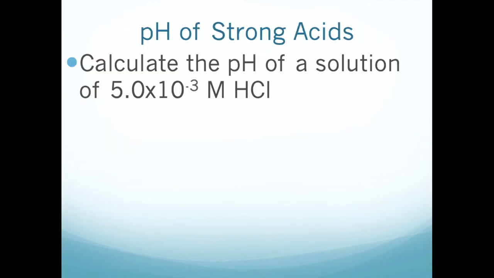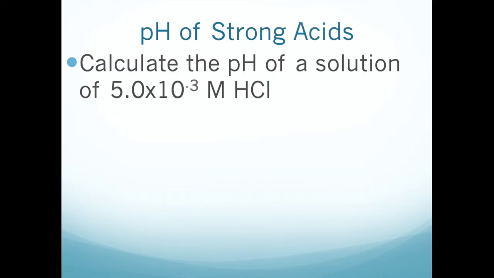What's the pH of a solution of 5 times 10 to the negative 3 molar HCl? So we have a 0.005 molar solution of HCl. How do we calculate the pH? Well, for the pH, we need the H plus concentration. So what's the H plus concentration of 5 times 10 to the negative 3 molar HCl?